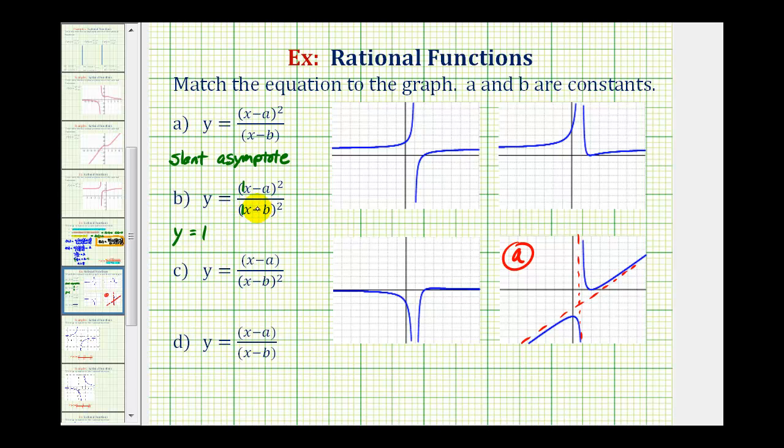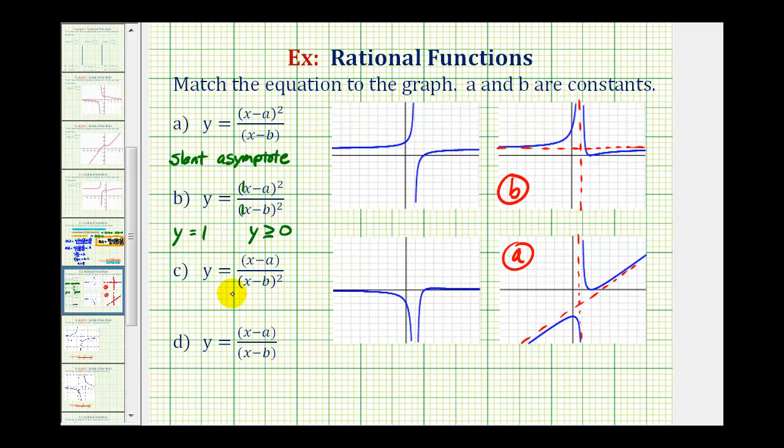But also notice, for any value of x, the y value will never be negative because we're squaring both the numerator and denominator, which means the y values, or function values, will always be greater than or equal to 0. So let's take a look at our graphs. This is the only graph here where the y values are either on or above the x-axis, which means the function values are greater than or equal to 0. It also has a vertical asymptote and also a horizontal asymptote of y equals 1, which means this graph matches equation B.